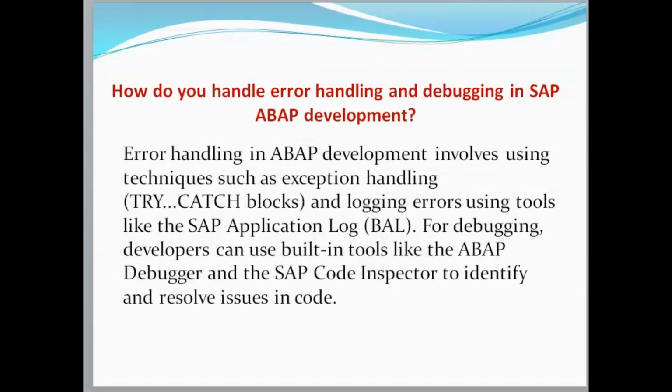How do you handle error handling and debugging in SAP ABAP development? Answer. Error handling in ABAP development involves using techniques such as exception handling, try-catch blocks, and logging errors. Use tools like the SAP application log, BAL, for debugging. Developers can use built-in tools like the ABAP debugger and the SAP code inspector to identify and resolve issues in code.